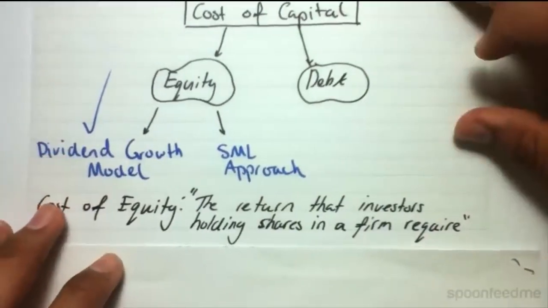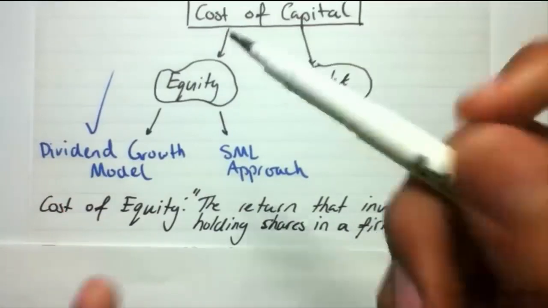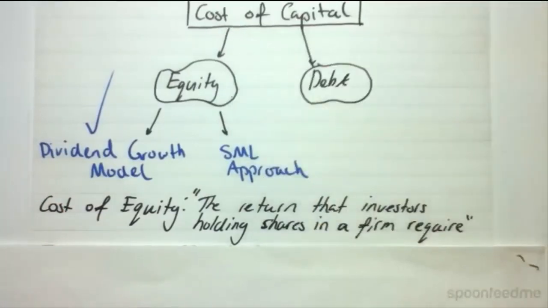So, before I begin with the dividend growth model and using it to evaluate the cost of equity, why don't we first look at a definition of the cost of equity. I've probably already stated it, but more formally, cost of equity is the return that investors holding shares in a firm require. Okay? If it's a return for them, it's going to be a cost for us.